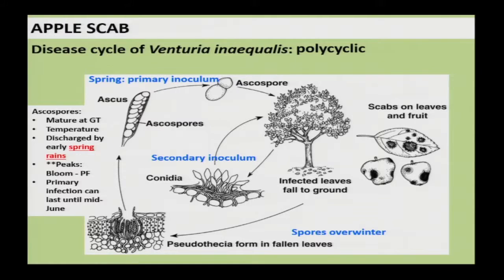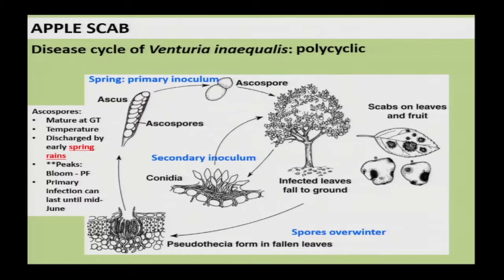This spore dispersal, all the spores aren't released at once. Mother Nature wouldn't make it that easy for us. They are gradually released over time, and the peak, the max amount of spores that are available and released, occurs during bloom to petal fall. That is the primary infection period, noted by spores from the overwintering leaves, and it can occur until about mid-June. So there's about a 2-month window from early April till about mid-June, green tip till about early second cover.